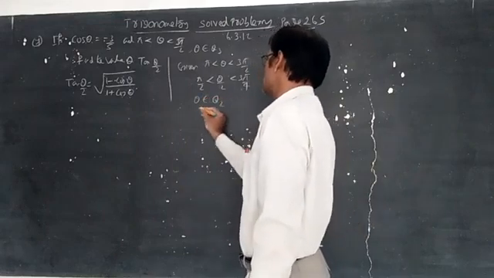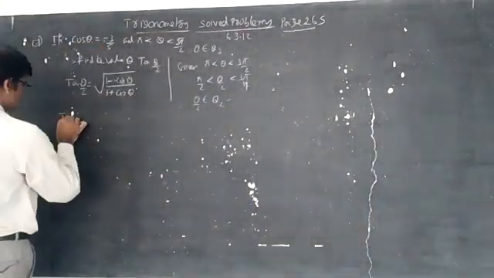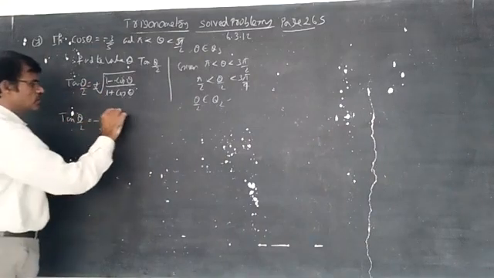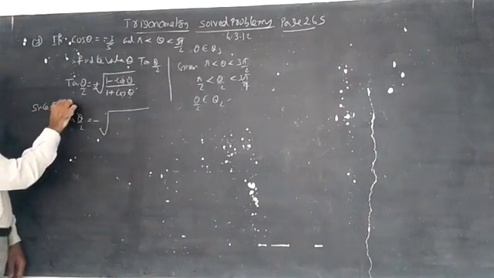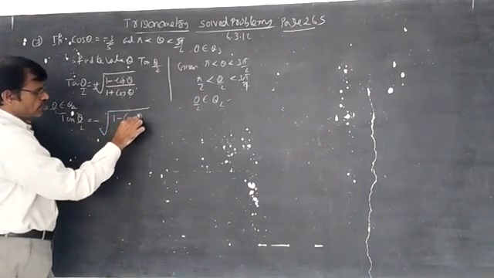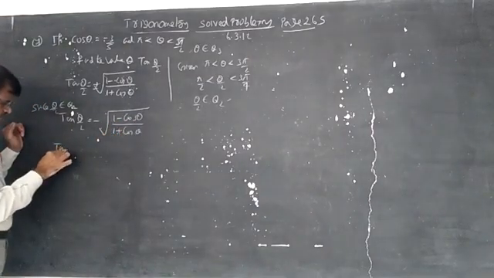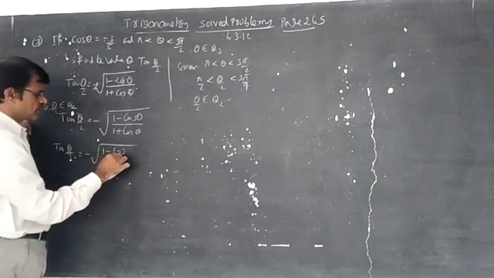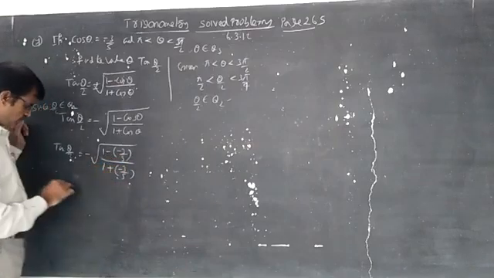So you can understand that theta by 2 belongs to Q2. In Q2, tan is minus. So here you should write tan theta by 2 is equal to plus or minus, and since theta by 2 belongs to Q2, the value should be minus. So minus root of 1 minus cos theta by 1 plus cos theta. Next step, tan theta by 2 is equal to minus root of 1 minus of minus 3 by 5 whole by 1 plus of minus 3 by 5.